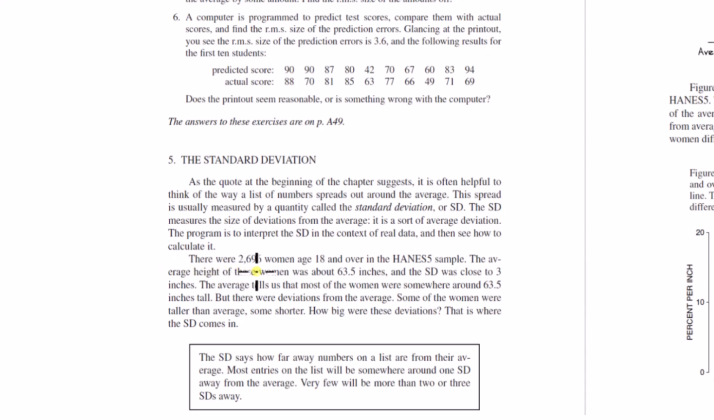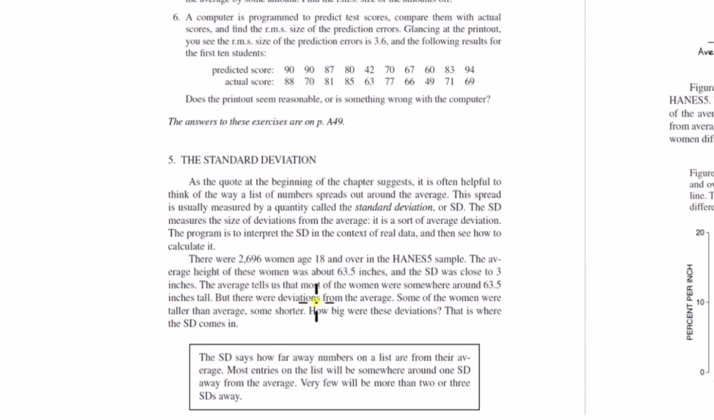There were 2,696 women age 18 and over in the HANES 5 sample. The HANES study, we talked about that a few videos ago. This was the 2003-04 HANES study where they surveyed a large sample of men and women and got health and nutrition data. They asked different health and nutrition questions, such as weight and height. The average height of these women was about 63.5 inches. So that is the average height of all 2,696 women in the study. That's all of them because the study was ages 18 and over. No one under 18 was part of the study. The average height was 63.5 inches, and the standard deviation was close to 3 inches.